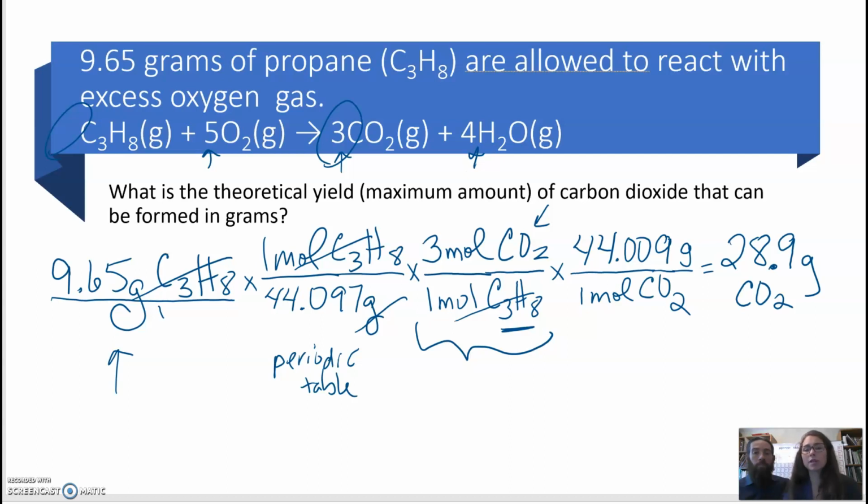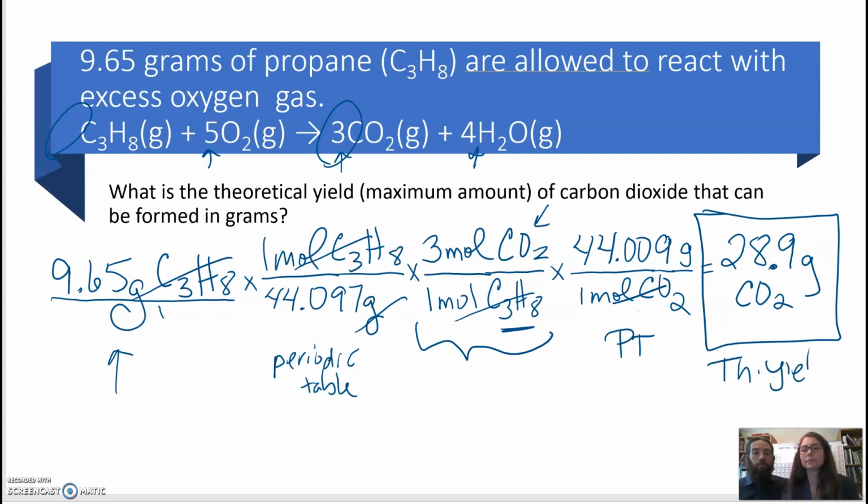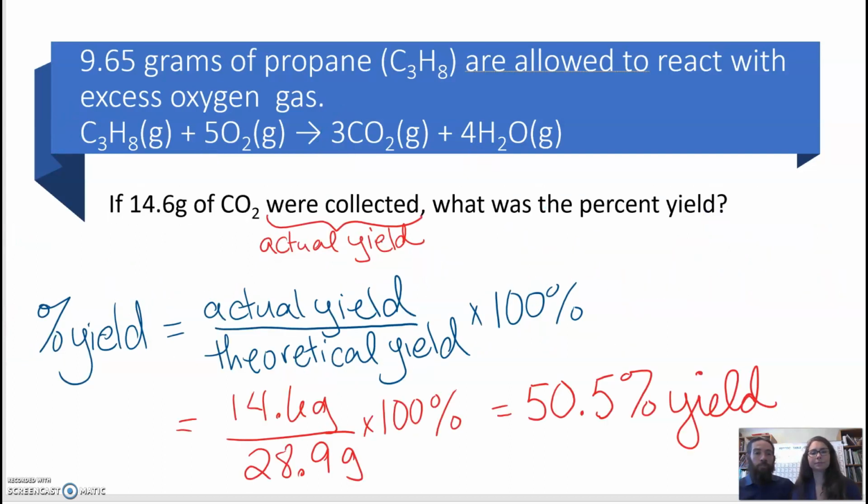So we have one more step. And again, this is from the periodic table for CO2 this time instead of propane. And we convert that to grams. And we have 3 significant figures. So this is our theoretical yield. That's the maximum amount. If all of the propane reacts, how much CO2 can we make? There's our theoretical yield. That's part of what we need for our percent yield.